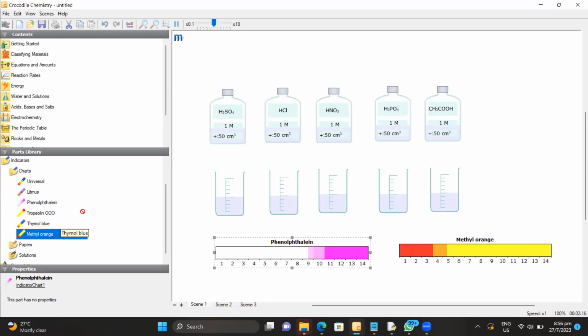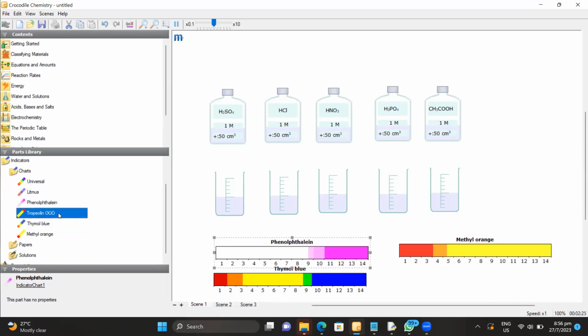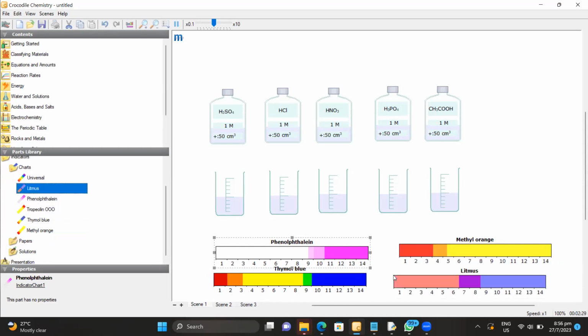Thymol blue, this is another one. This has a wide color range. In acids and bases, both, it indicates its color. So then litmus, that you know. This is what the litmus is.